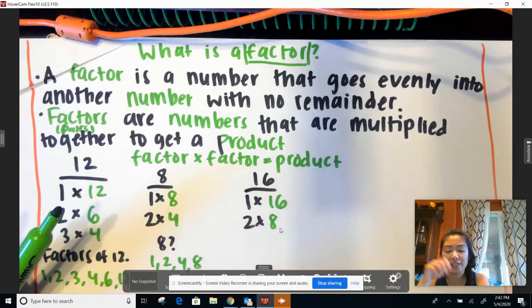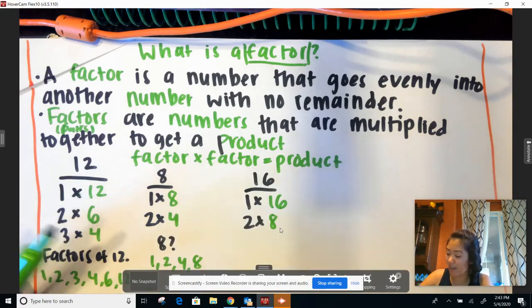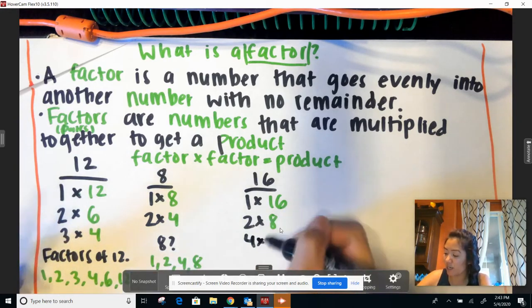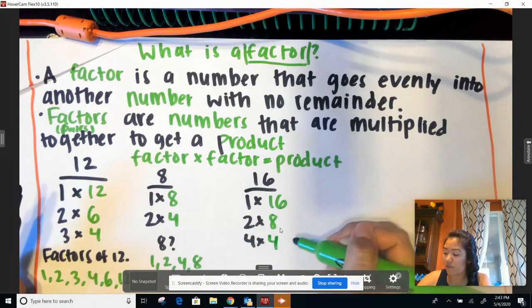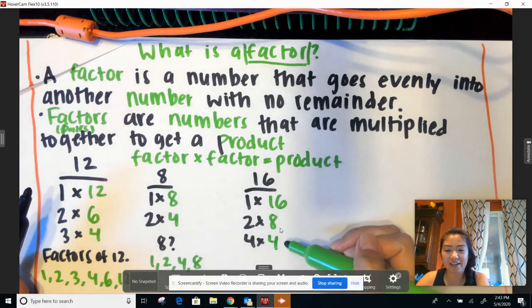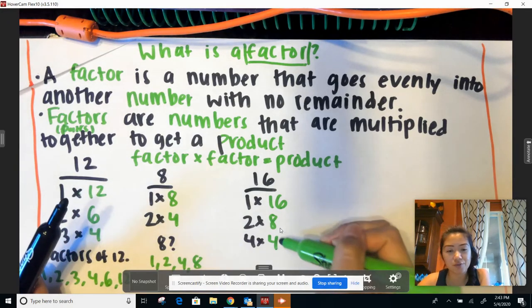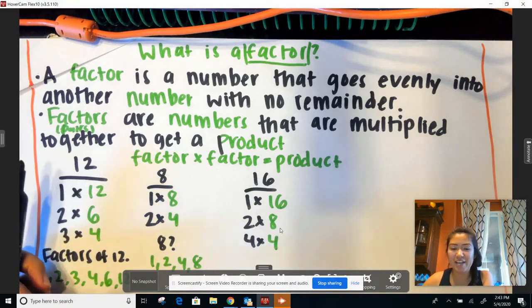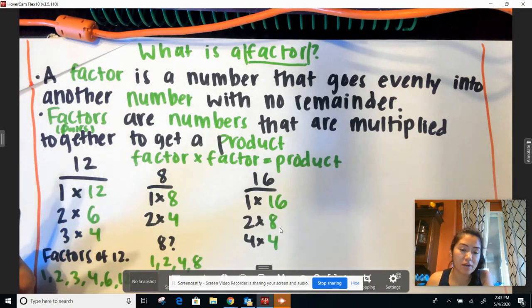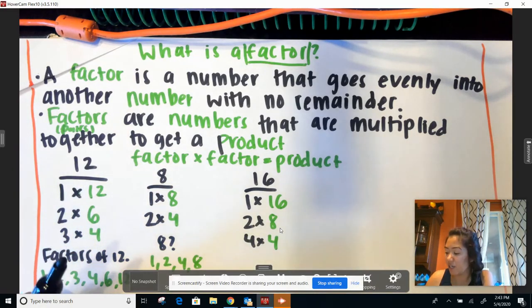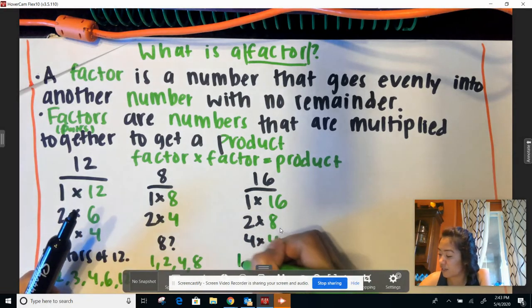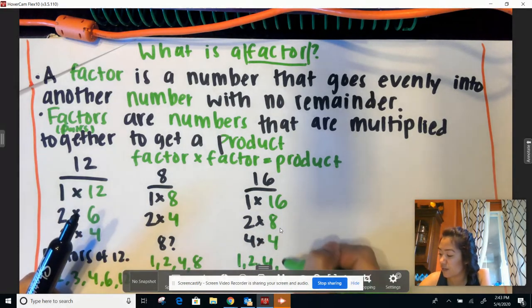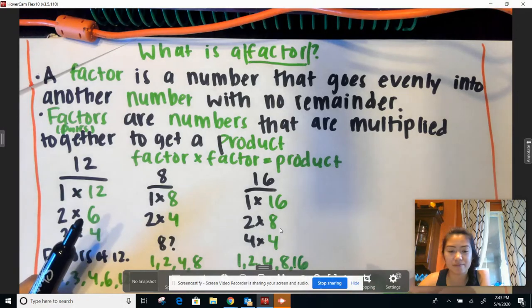How about 4? 4, 8, 12, 16. And how many times was that? 4. So 4 and 4 are factor pairs there. And like I said before, once you've repeated your number, you're done. So if someone were to ask you, what are the factors of 16? You would say 1, 2, 4, 8, 16.